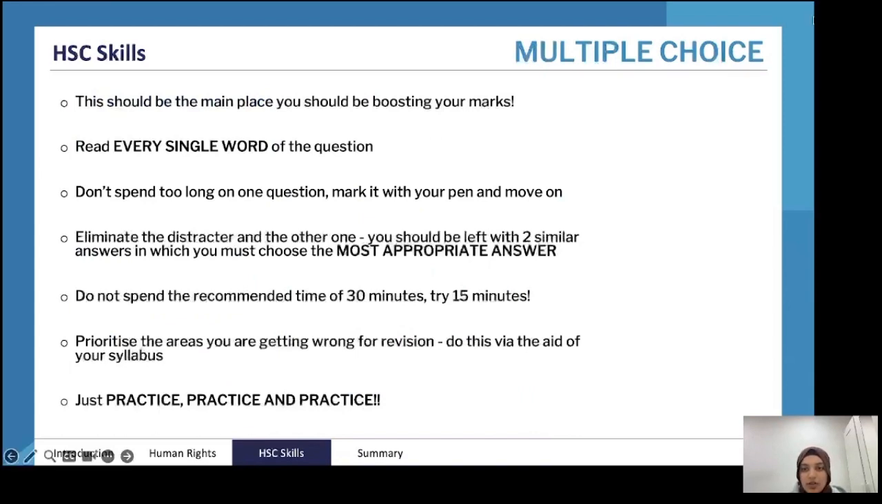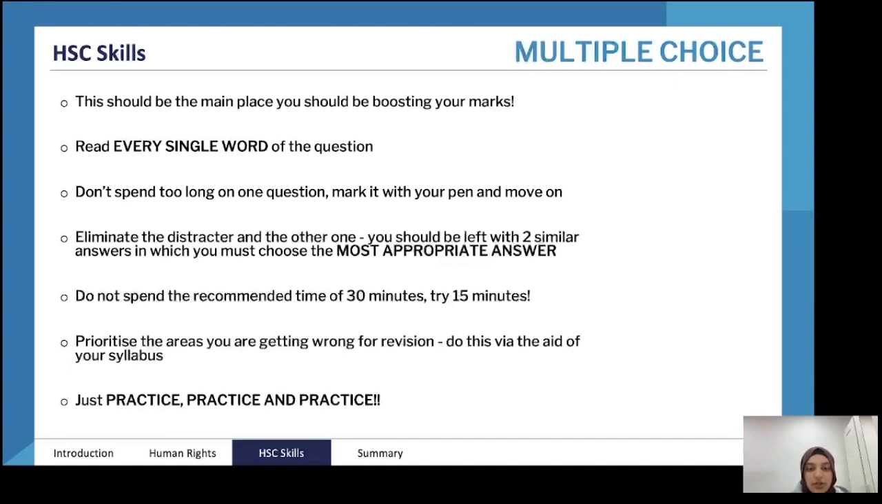Okay, then moving on to your multiple choice section. This should be the main place that you should be boosting your marks. So read every single word of the question. It is so, so important, because at the end of the day, you have a 1 in 4 chance of getting it right. So make sure that you have the mindset that this is the place that I can boost my marks, and that every single word of the question is read, because sometimes they can trick you with that.